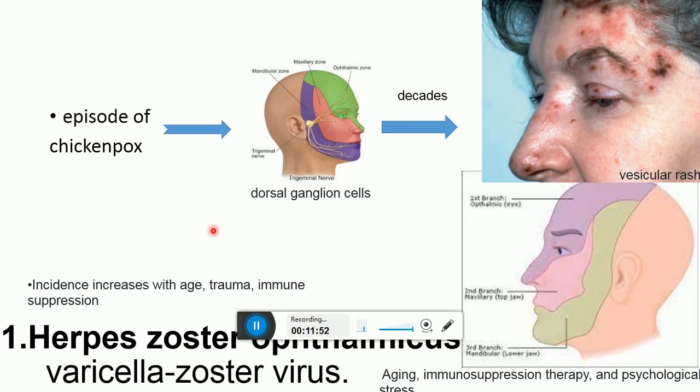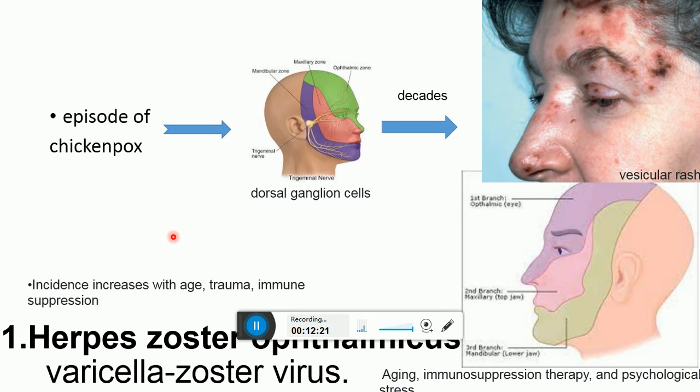The next topic is Herpes zoster ophthalmicus, HZO. It is a common and generally unilateral infection caused by varicella zoster virus. It will be discussed in detail in chapter 7.